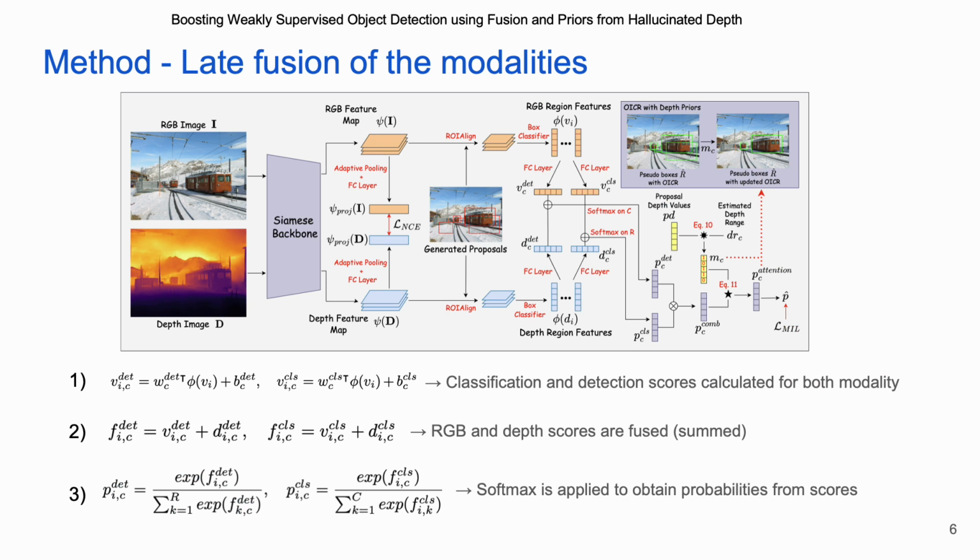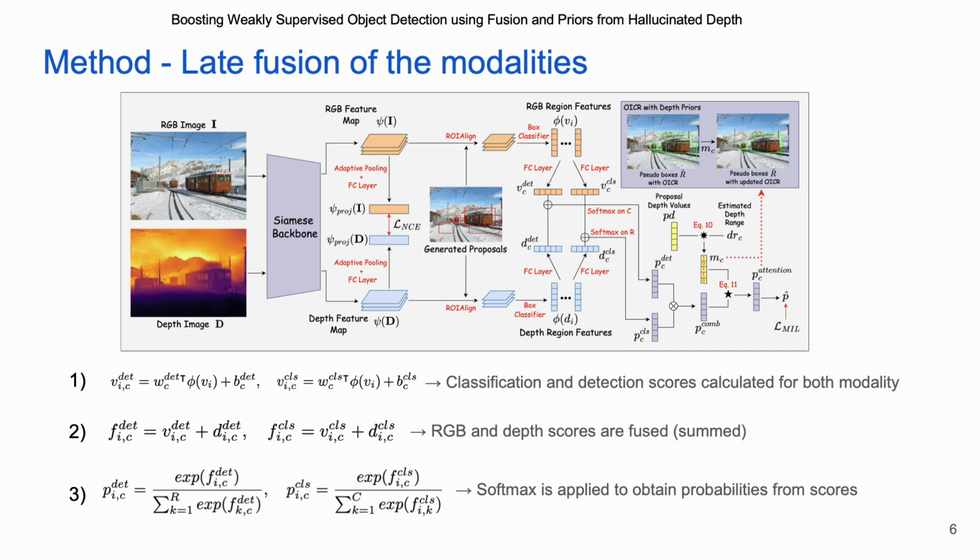Following the weakly-supervised object detection literature, we calculate detection and classification scores for the RGB modality. Similarly, we also calculate scores for depth modality. RGB and depth scores are then fused for use in the calculation of multiple instance loss between predictions and ground truth object labels.